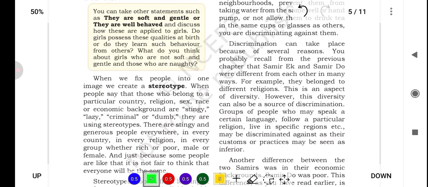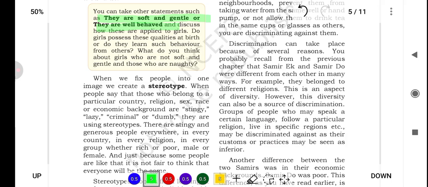Here a small snippet has been given. You can take other statements such as they are soft and gentle or they are well behaved and discuss how these are applied to girls. Do girls possess these qualities at birth or do they learn such behavior from others? What do you think about girls who are not soft and gentle and those who are naughty?